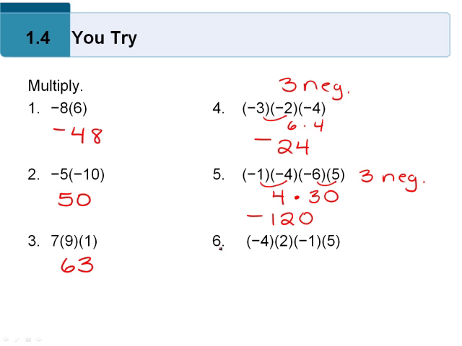All right, on number 6, we have negative 4 times 2 times negative 1 times 5. So if you look at the negative factors, we have 2 negative factors, which means our answer is going to be positive. So now multiply your numbers. 4 times 2 is 8, and 1 times 5 is 5, and then 8 times 5 gives us positive 40.